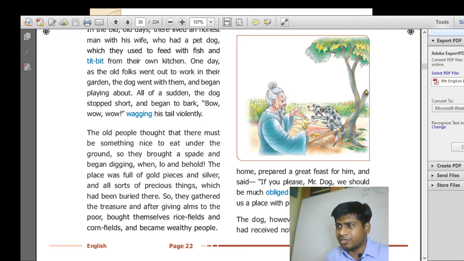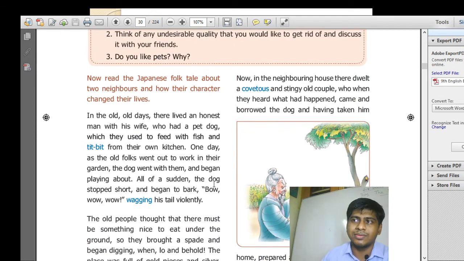And so they gathered the treasure, they took it out, and what did they do? Oh, such a nice couple. They distributed to the poor. They gave alms. They distributed to all the needy people. They took care of the needy people. And then, whichever money was left, they bought themselves rice fields and cornfields, and they too became wealthy people. They didn't want to be very rich people. First they took care of other poor people, and with the leftover money they were satisfied. Very good thing. And then we read about the neighbor.